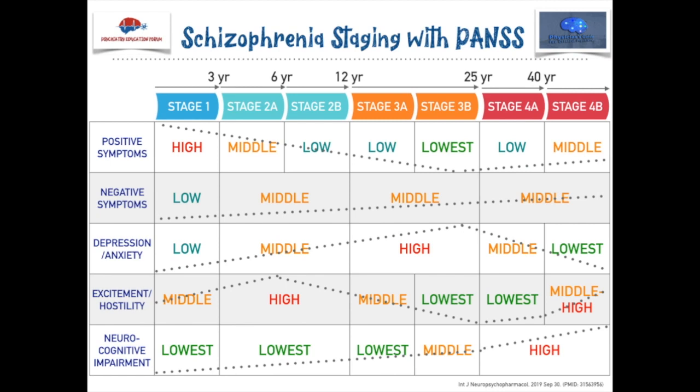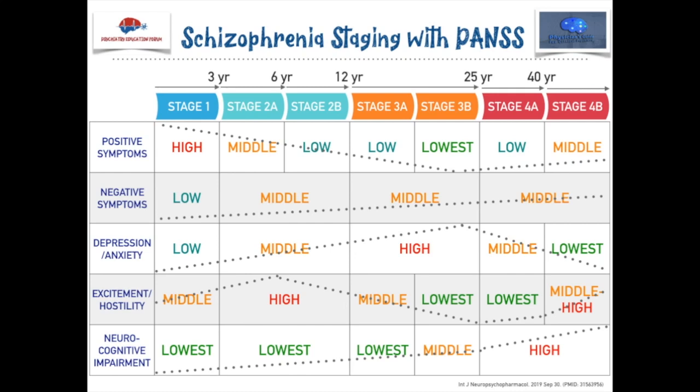Let's start with the timeline very briefly. Stage 1, and it's all from the time of onset of symptoms, not from their birth. So 0 is the first onset of schizophrenia symptoms. The first 3 years on average is stage 1. 3 to 12 years is stage 2. 12 to 25 is stage 3. 25 to 40 is stage 4A, and 40 years plus is stage 4B. So you can see. Now let's spend some time on only the dominant symptom domain in each stage.